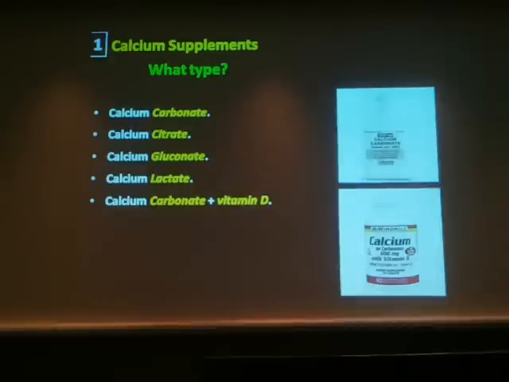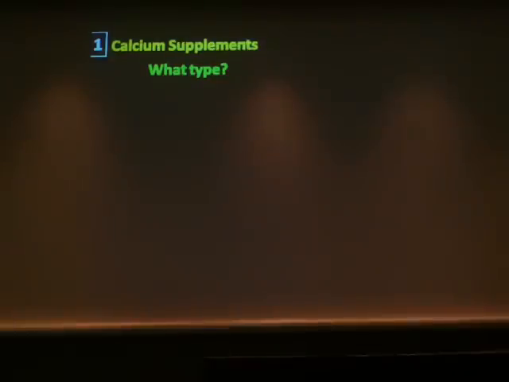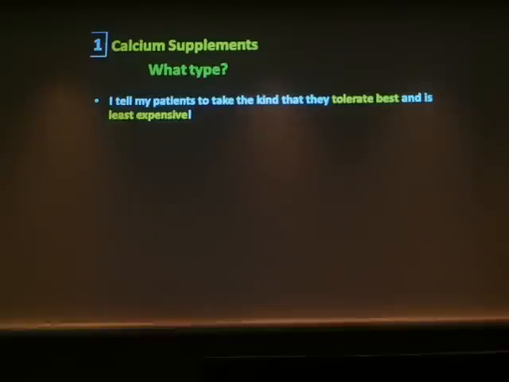Now his answer, when he was asked what type the patient should use, was the following. I tell my patients to take any kind of drug that they can tolerate best and that's inexpensive. Then I dug in further to see what's the difference between the types. The difference between the types is only in one thing, which is the concentration of the elemental calcium. You know, calcium carbonate is a salt. It contains calcium and the carbonate. How much calcium it contains is what defines these several types of salts.